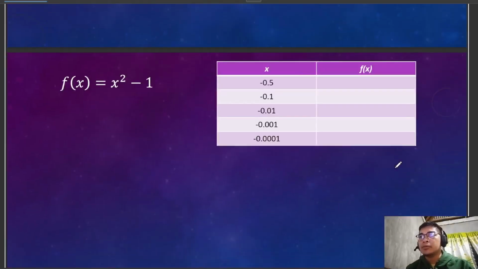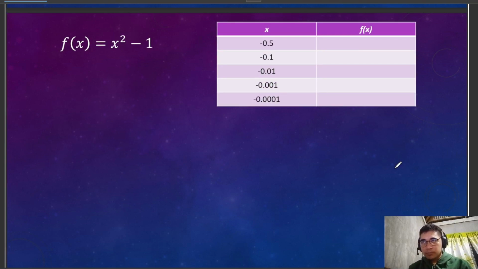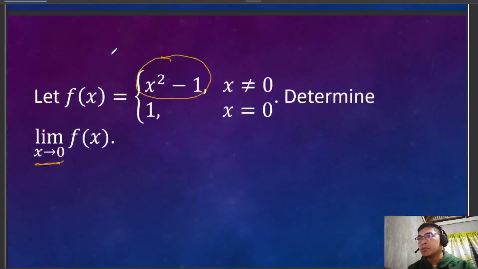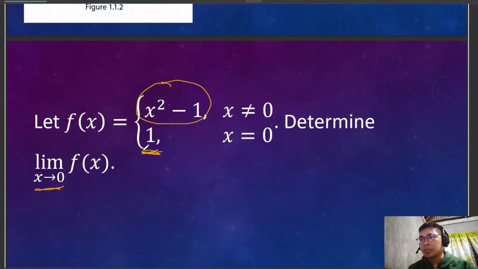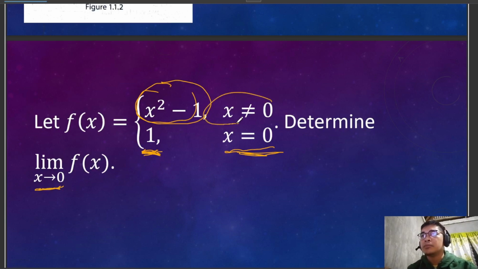Okay? So, let's try to solve. We have two equations, rather, and we need to use x squared minus 1, because if x equals 1, we cannot substitute the value of x. So we need to use this one. And take note, we have this condition: if x is not equal to 0. In a limit, we're not using equals, we're going to use approaches. So that is not equal to 0, and we will use that.